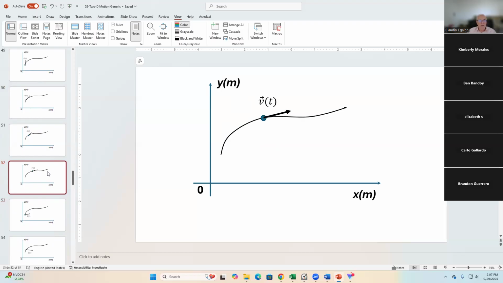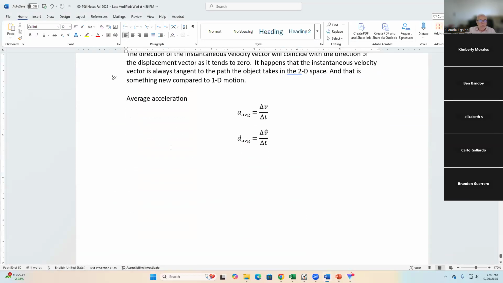But what about the acceleration vector, right? Let's start with the average acceleration vector. Here you go, average acceleration. Average acceleration vector is nothing but V final minus V initial. Okay? Again, as delta T goes to 0, so goes delta V, right? In very small numbers, one divided by another one.